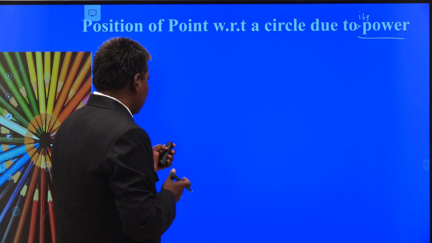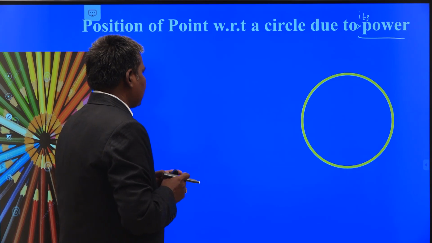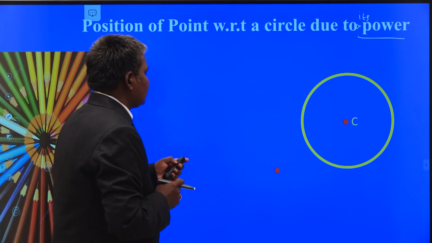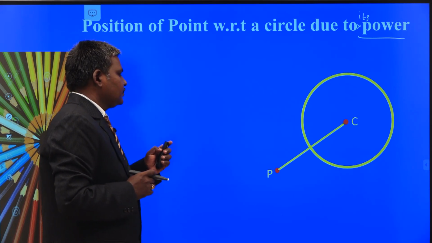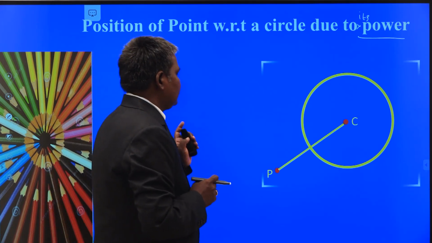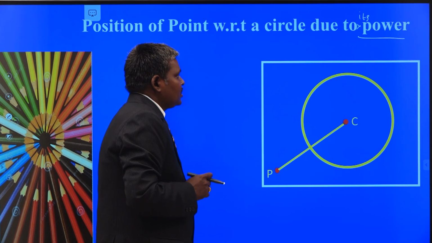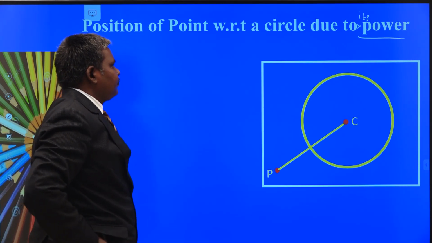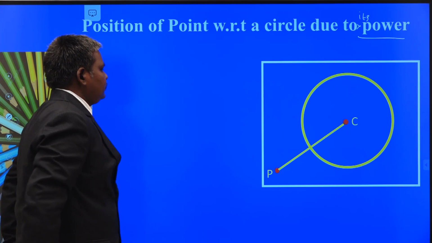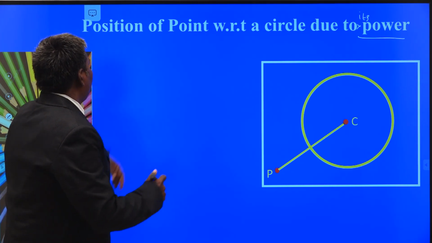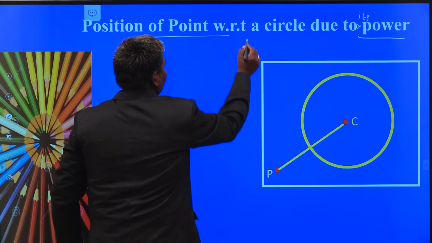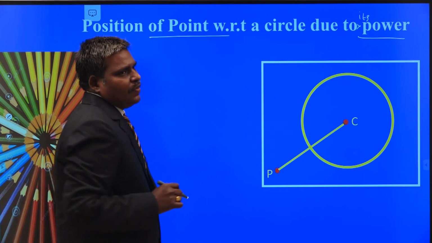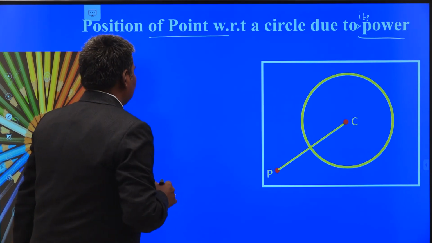Understand? How to do this one? See here, this is the center of the circle. This is any point in the plane of the circle. The line joining C and P, the diagram related to the concept. Okay, understand? See here, what we have to do? Find the position of the point without finding the center, radius, or the distance Cp, due to its power. How to find this one?